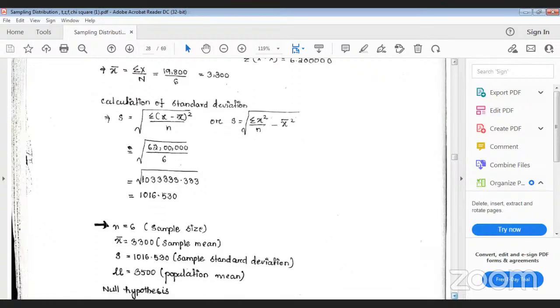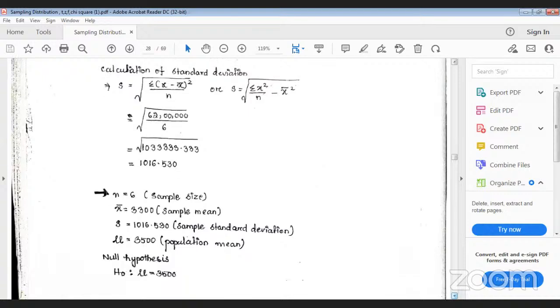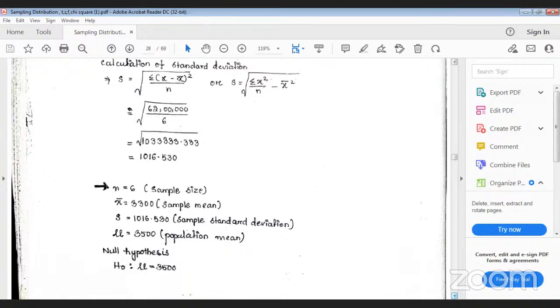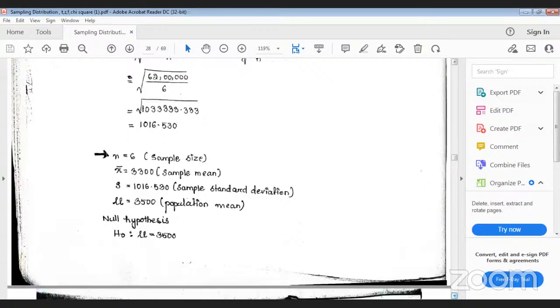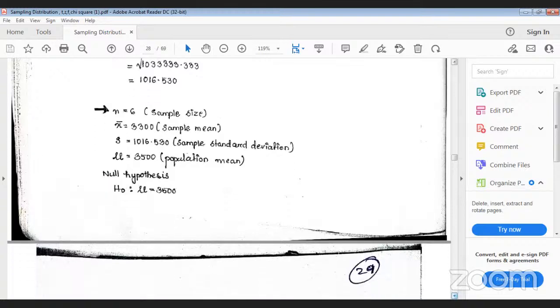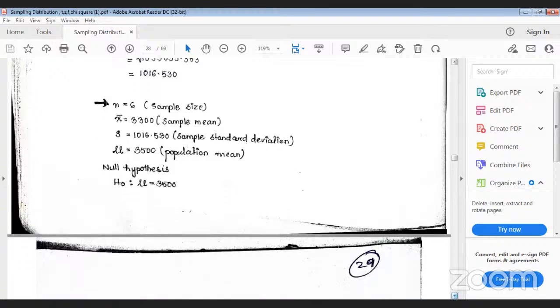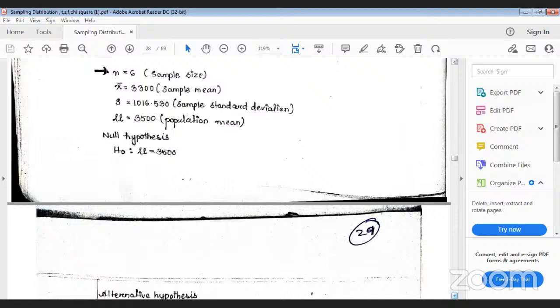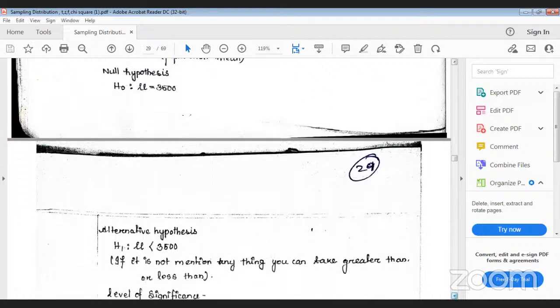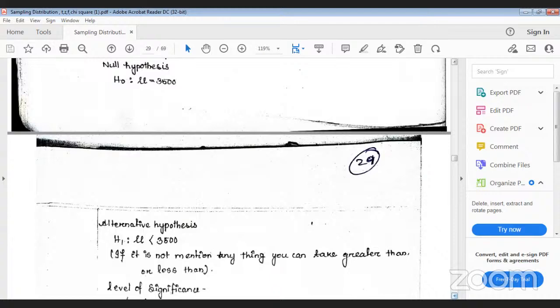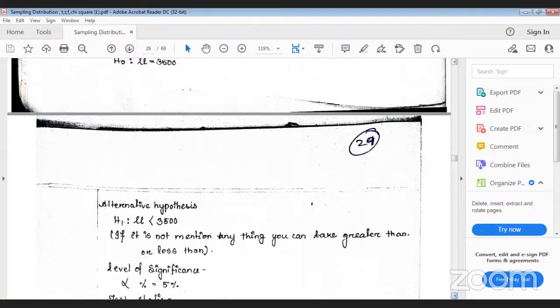Then the sample size is given, 6. So x bar is given, sample size is given, s is given, mu is given. Actually x bar and s were not given, you have to calculate them. Data is given. So mu is equal to 3500, that is your null hypothesis. Already I told you, you have to take only the population mean, the population parameter, only mu, that is 3500. If nothing is mentioned, you have to take not equal to, or greater than or less than. Or not equal to also you can take.